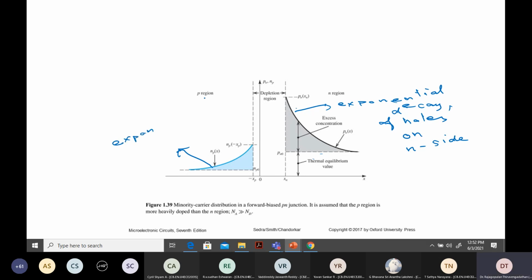Because the majority carrier on the P side is holes, the electrons under the influence of forward bias, when they cross over the barrier and come to the P region, see the holes and recombine with them, and the carriers are lost, therefore the exponential decrease. Exponential decay of electrons on the P side.